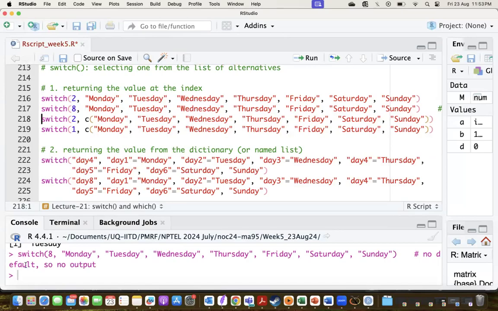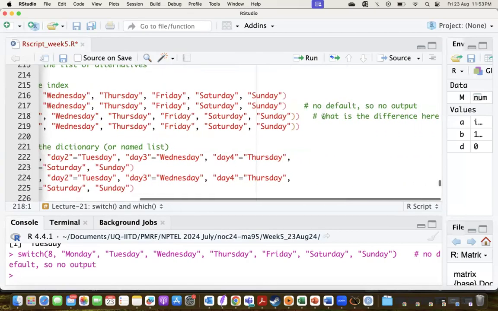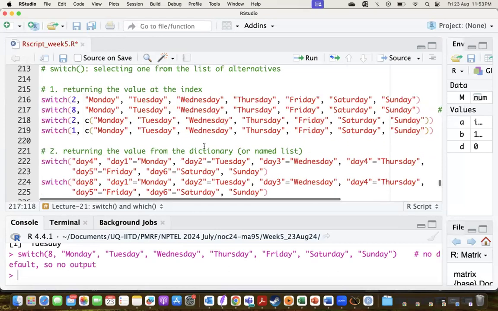But now, if I have 7 elements only, and if I write 8, what happens? It just doesn't give me any output. So I have this command here, no default, no output. Okay, there is a way to write a default in this as well. What was the way to write the default?